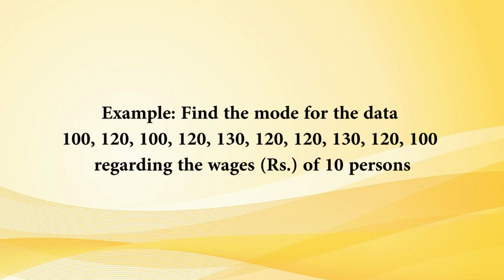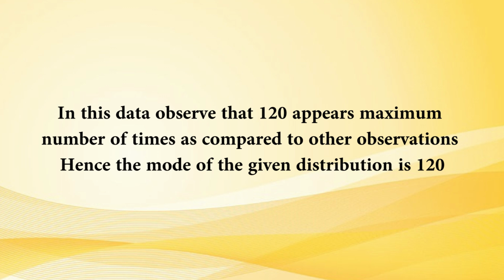Example: find the mode for the data 100, 120, 100, 120, 130, 120, 120, 130, 120, 100 regarding the wages in rupees of 10 persons. In this data, observe that 120 appears the maximum number of times as compared to other observations. Hence, the mode of the given distribution is 120.